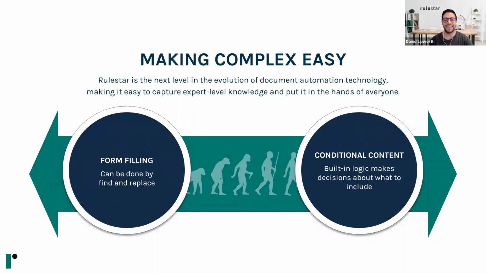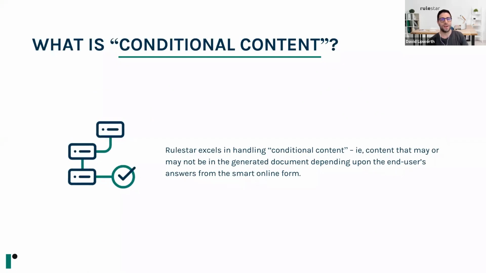Now, as you'll see in today's demonstration of Rulestar, document automation has really evolved all the way from that kind of basic find and replace to automated decision making. And that's what we call conditional content. So what is conditional content? Conditional content is drafting that may or may not be in the generated document based on the facts of the matter and the client's instructions. So it's all about mapping the inputs to the outputs.